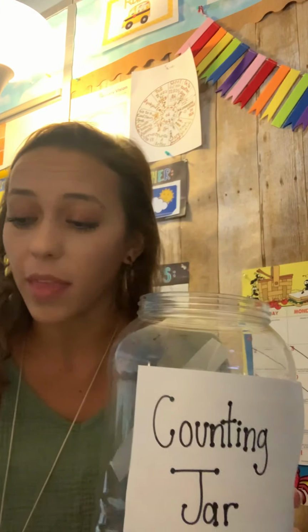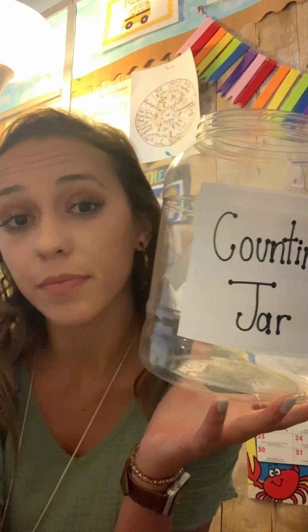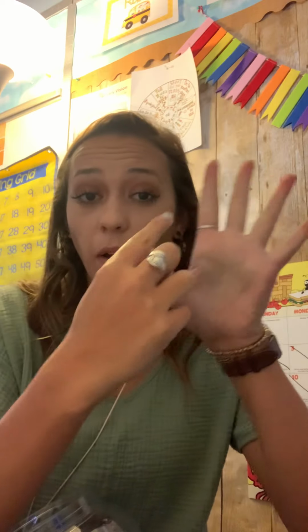So let's think about that. Were there more markers or more cubes? There were 7, so I'm gonna hold my fingers. There were 7 cubes. So look, 1, 2, 3, 4, 5, 6, 7. There were 7 cubes. Now there were 5 markers. 1, 2, 3, 4, 5. So which was more, the markers or the cubes? The cubes, right? The cubes had 7. So there were 2 more cubes than markers.